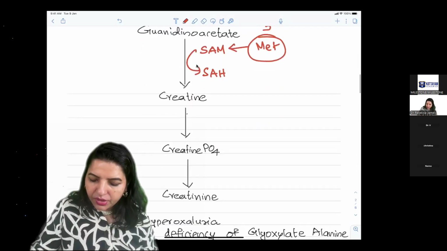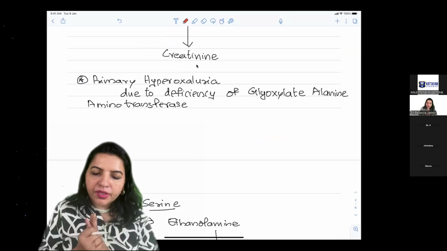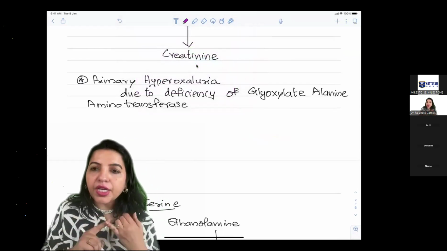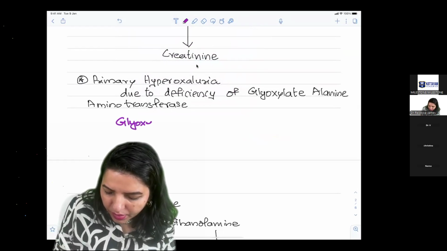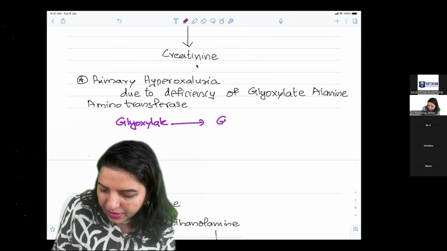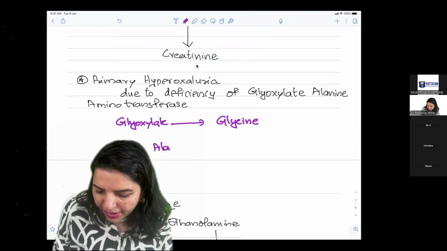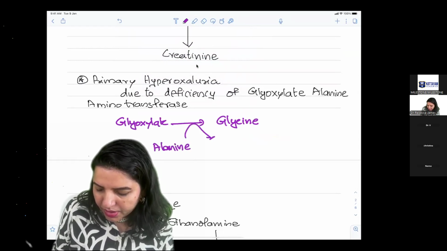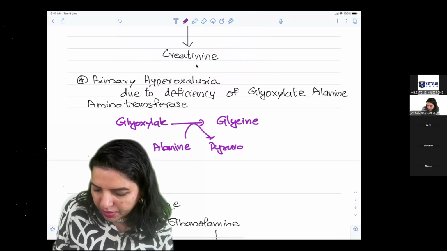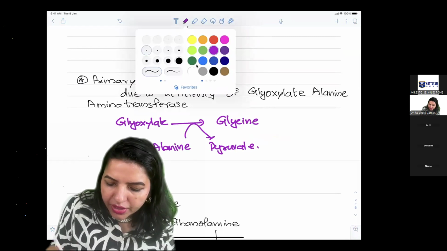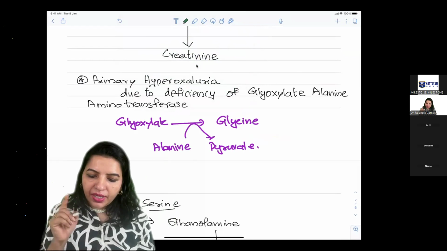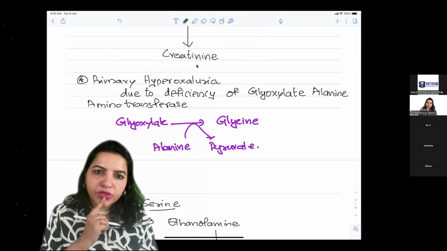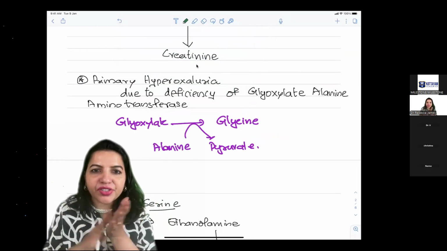So I'm moving on. Then what is primary hyperoxaluria? Primary hyperoxaluria involves the conversion of glyoxylate to glycine. Along with that, alanine is converted to pyruvate. What is this reaction called? Glyoxylate to glycine, alanine to pyruvate. Yes, transamination. Very good.